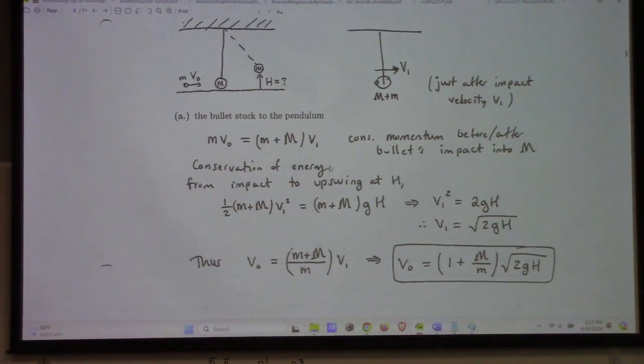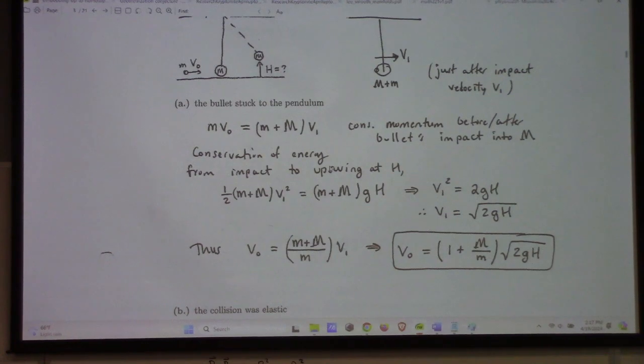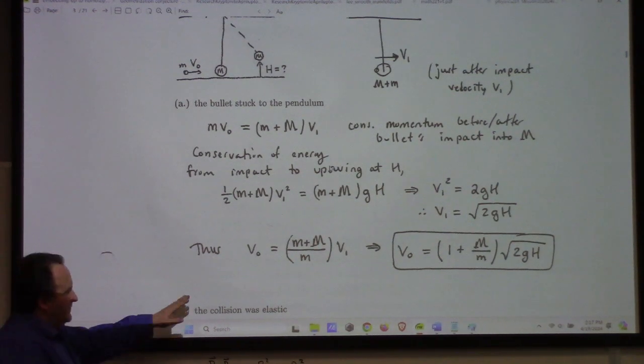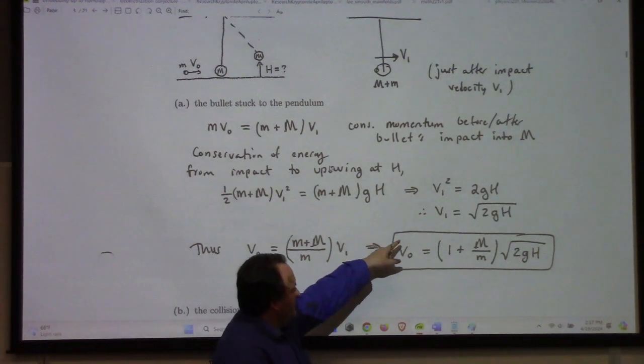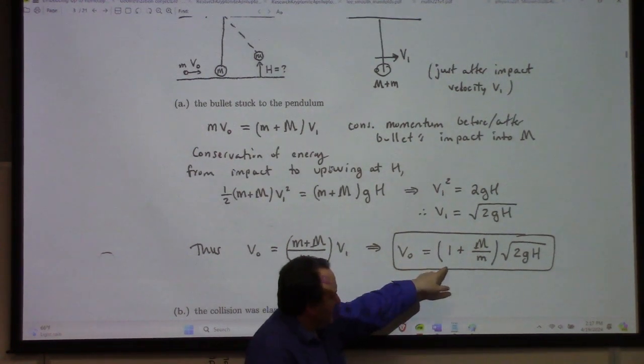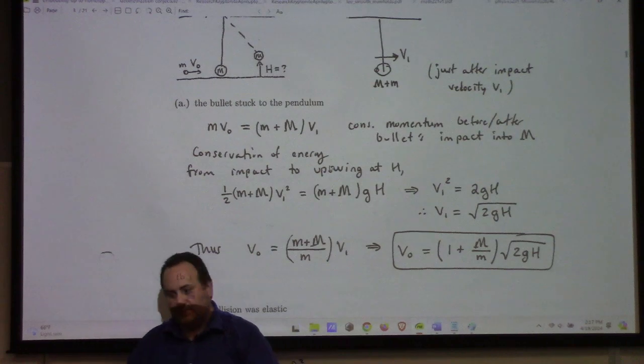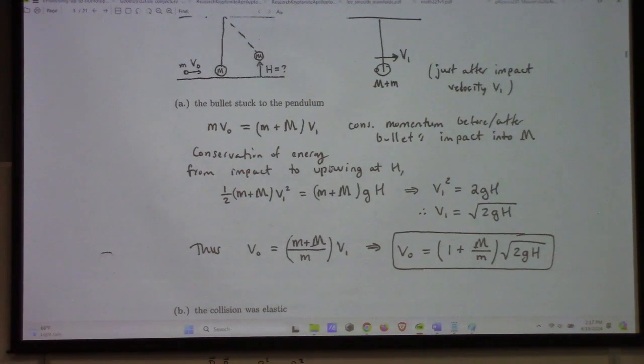So what I do is I solve the first equation for V. I rearranged the first equation for V1, and then I took this V1 and plugged it in here, and this gave me the initial speed as a function of the height that it swings up to. Right, so there it is. Your formula might have looked a little bit different, but that's what it is.